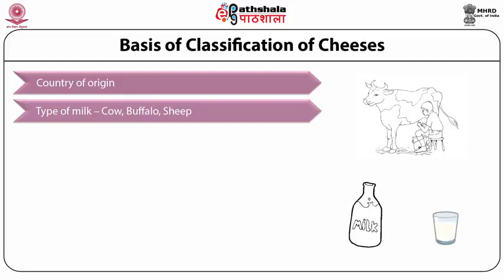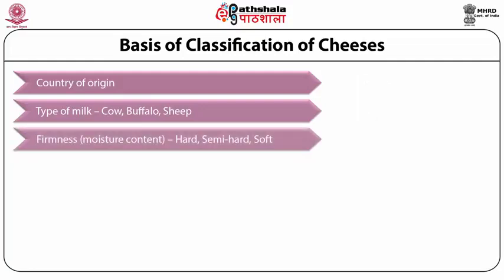The third criteria is based on moisture content, or that is the firmness of the product, and based on such classification you can class the cheese as hard variety, semi-hard variety, and even soft variety of cheeses. To give an example, cottage cheese, mozzarella cheese, feta cheese, these are soft variety of cheese, whereas hard cheese, if you see, it is cheddar, gouda, edam, etc.